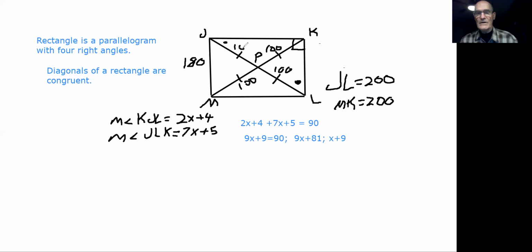Now, what you notice is that in a rectangle, all four of the triangles inside this rectangle are isosceles triangles, because these two sides are the same, these two sides are the same, these two sides are the same, and these two sides are the same. So you have four isosceles triangles anytime you draw the two diagonals in a rectangle.